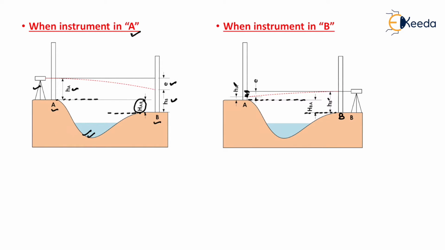Now we will compute the values of HAB and HBA. HAB will be equal to HB plus E minus HA. Now we compute the value of HBA. It will be equal to HB dash minus HA dash plus E.